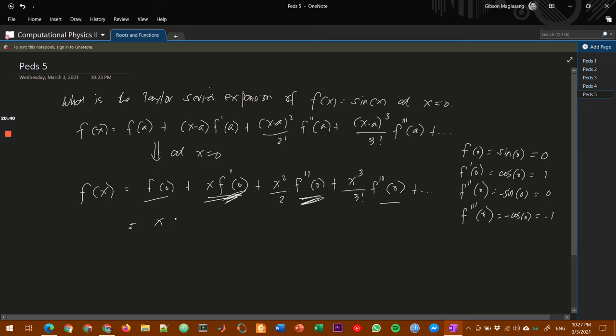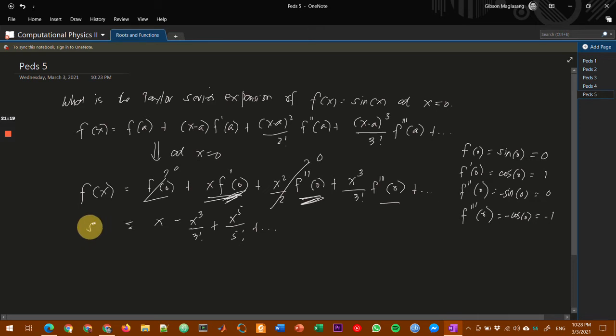So, we have x minus x cubed over 3 factorial. Then if you go on, there is a pattern. The even terms are 0. This is 0, this is 0, so the fourth term is 0. What remains is x to the 5th, and so on. So, this is the Taylor series expansion of sine.